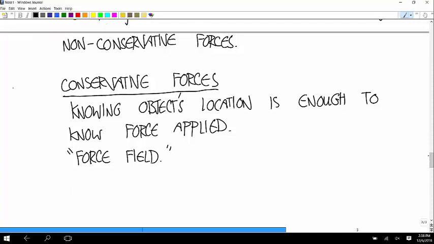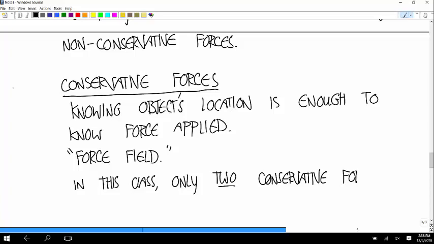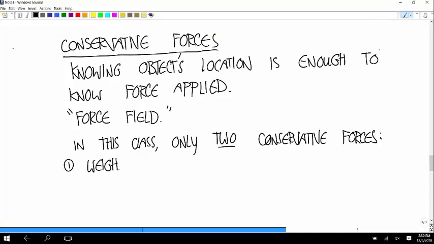In this class, there are only two conservative forces we're going to deal with. Those are the weight force and spring force. There are a lot of other types of conservative forces, but these are the only ones we're going to deal with. Magnets apply forces to each other through field forces. Those are conservative forces. If you hold a magnet up over here and hold another magnet here, you get the same force as if you do this for half an hour and then put it here. So that's a force field, and those are conservative forces.